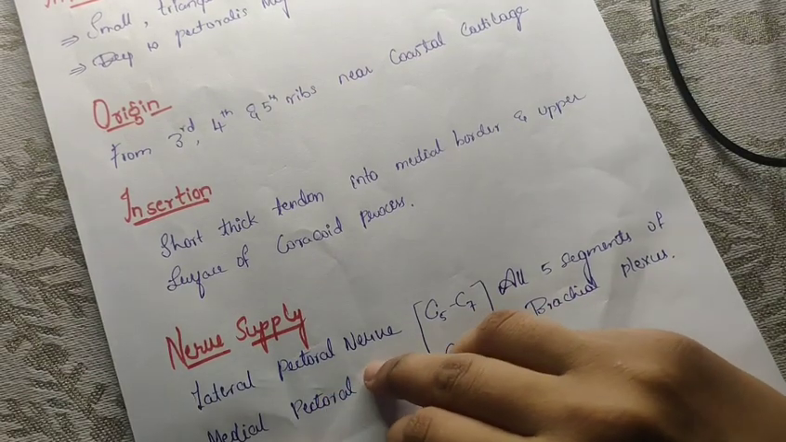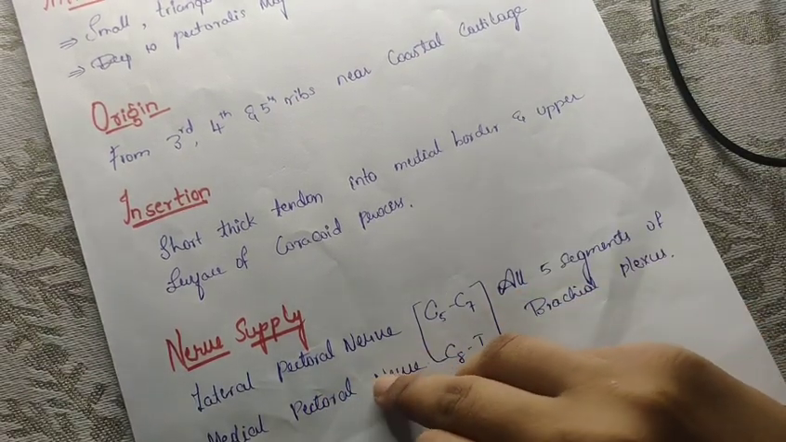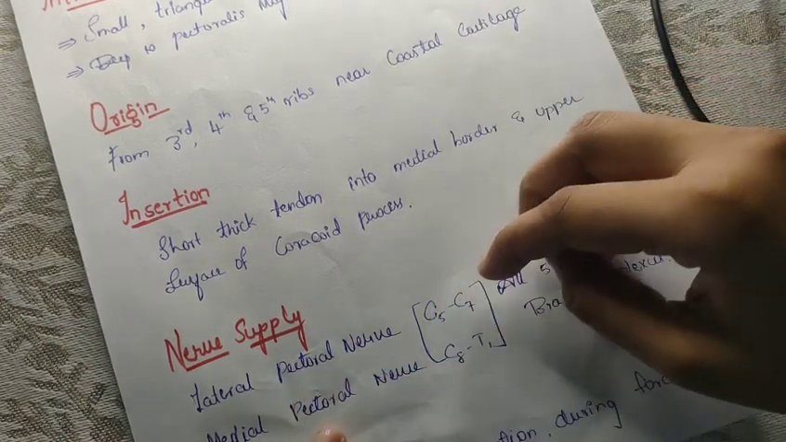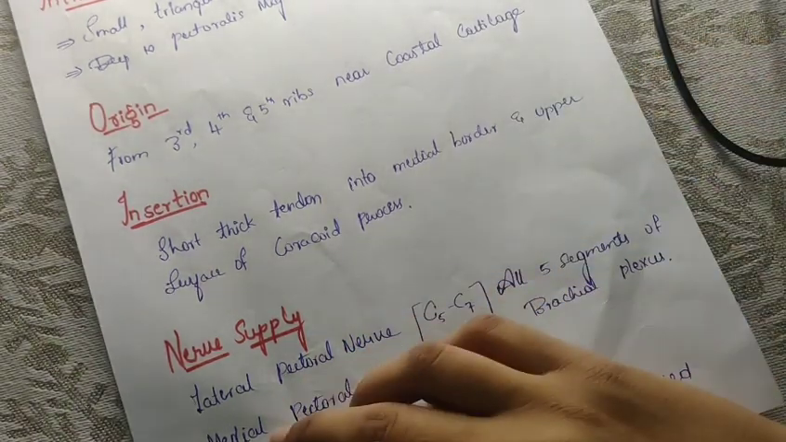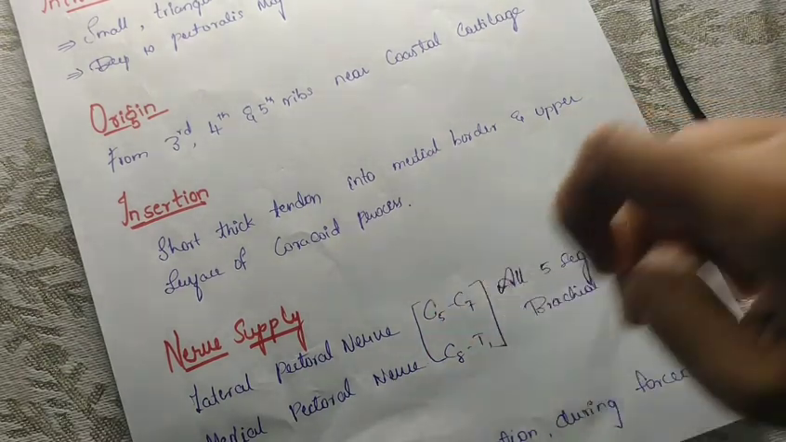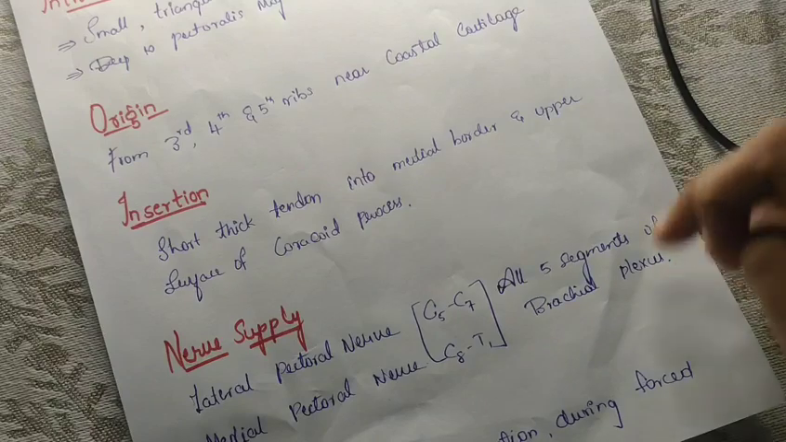And nerve supply: both pectoralis major muscle and minor muscle are supplied by the lateral and medial pectoral nerve. Lateral pectoral nerve root value is C5, C6 and C7, whereas medial pectoral nerve root value is C8 and T1. So it forms all the segments of the brachial plexus.